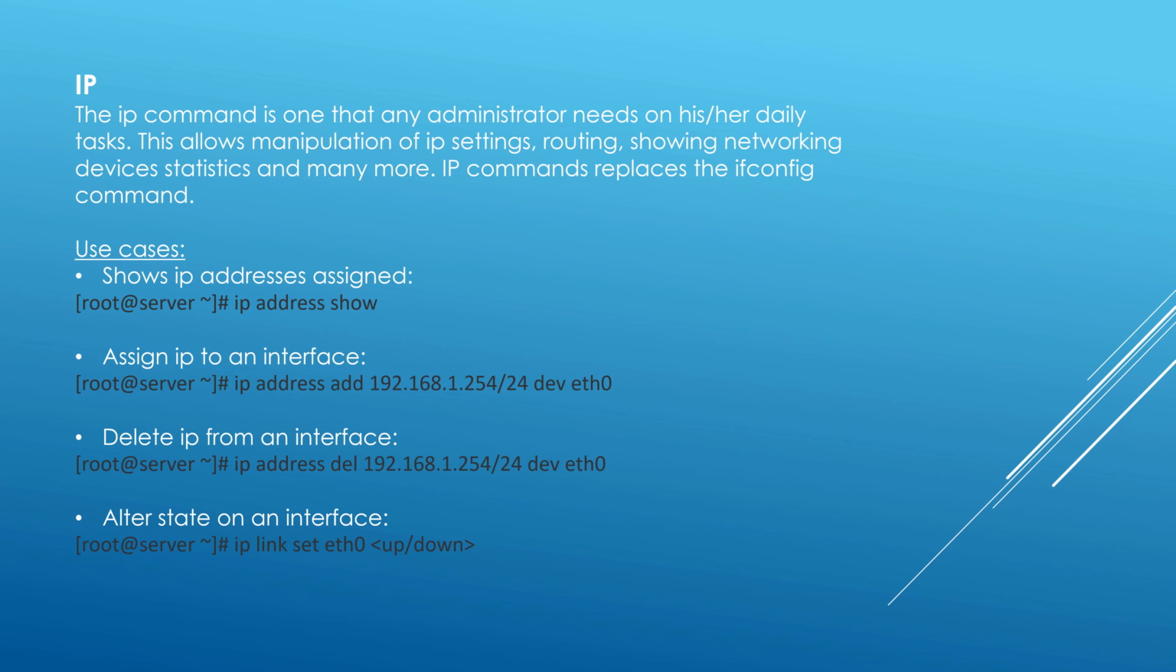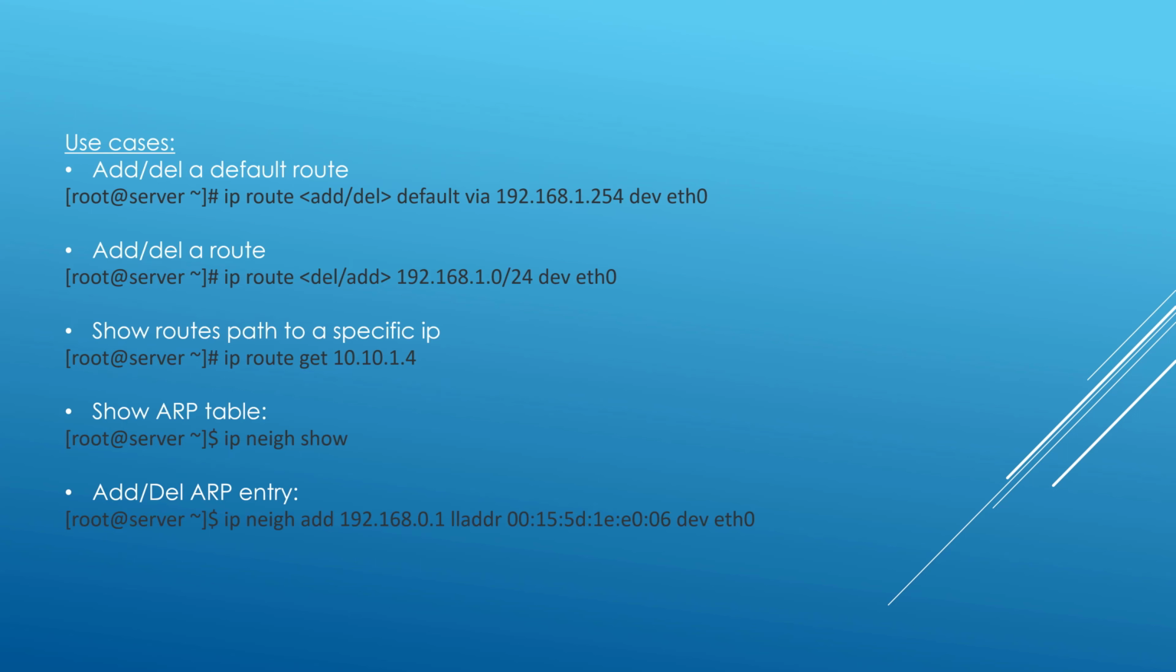We can show an IP address, we can assign a new one, we can delete it, we can alter the state, we can add a default gateway, we can delete a static route, or add one. Now, we can show the routes to a specific destination, and we can even do some ARP manipulation. Now that we explained it, let's see some examples.